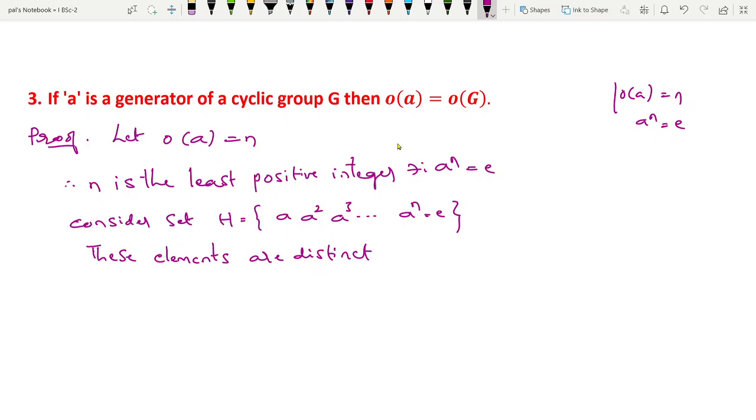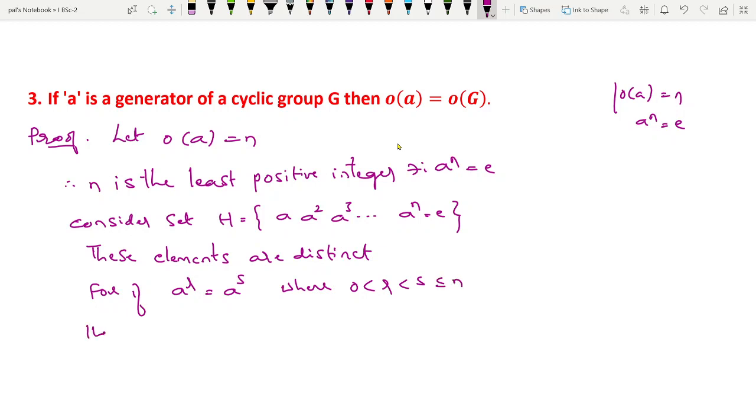So for that, you assume that two of the elements of H are the same. Let us see what result we get. So if A to the power of R is equal to A to the power of S, where R and S are less than or equal to n, that is, 0 is less than R, less than S, and both are less than or equal to n.